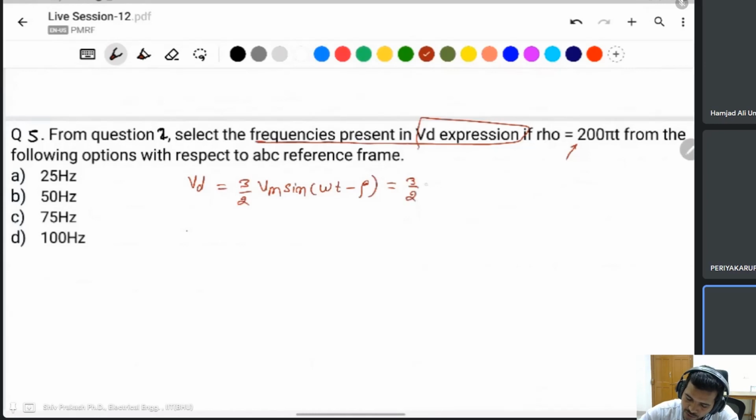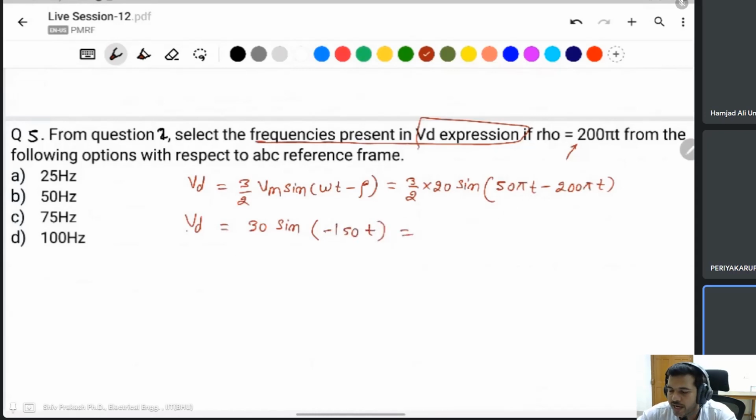3 by 2, Vm is 20, sin of omega t is 50 pi t, minus rho is 200 pi t. This will be 30 sin of minus 150 pi t. Since sin of minus theta is equal to minus sin theta, it is minus of sin 150 pi t.